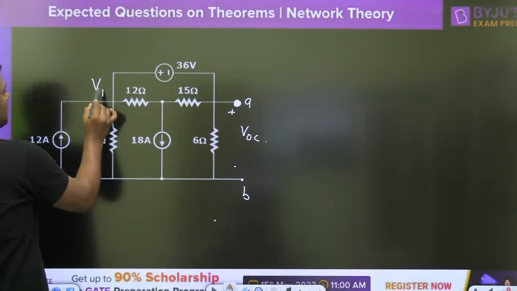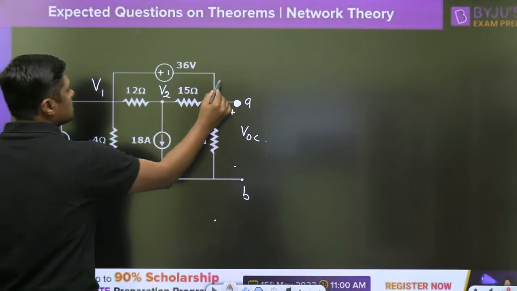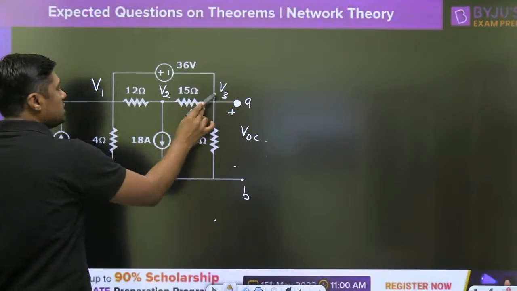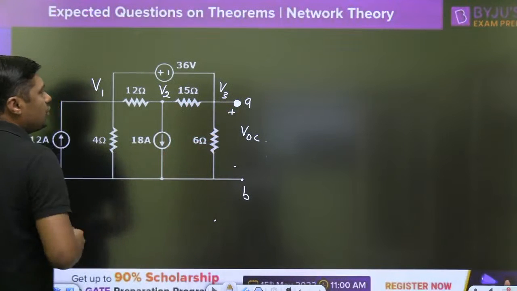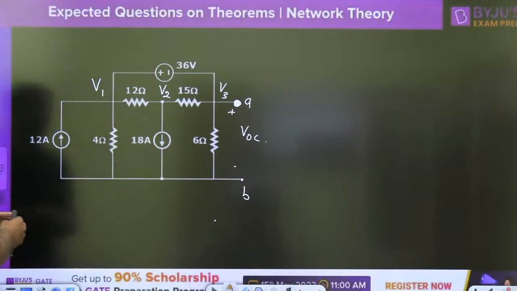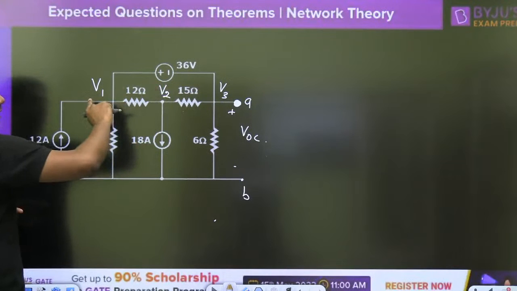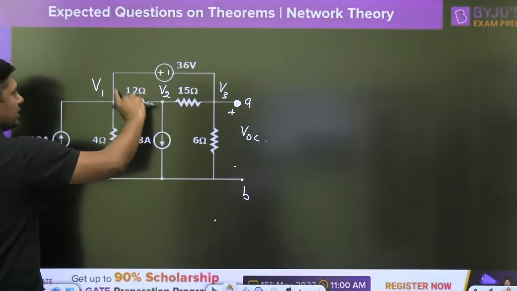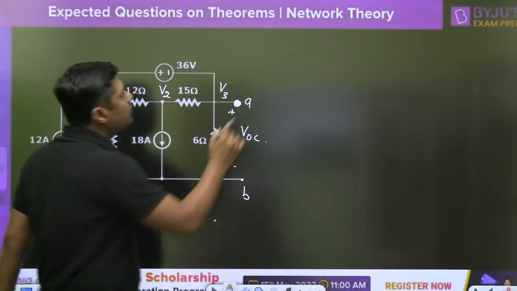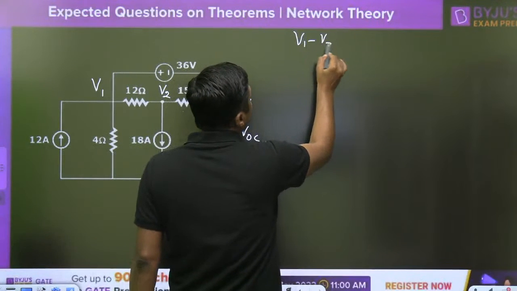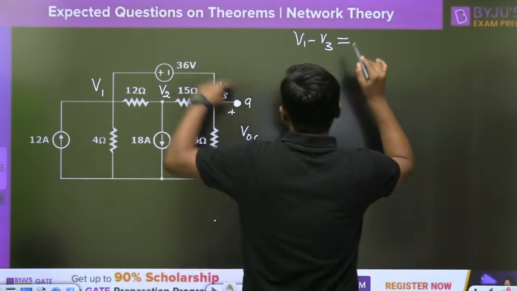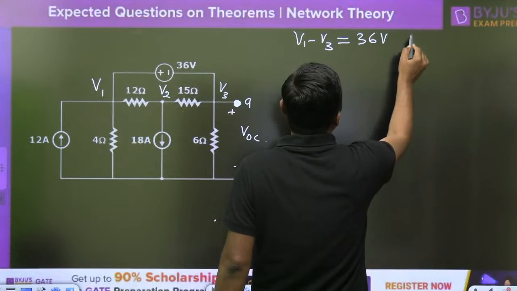Let this be the voltage V1, this the voltage V2, and this the voltage V3. So what is V3 here? V3 is nothing but VOC. You have to find V3. But always remember, this is V1 and that is V3, and there is a voltage source between them. Then we can apply V1 minus V3 is equal to 36 volt. That is the first equation.